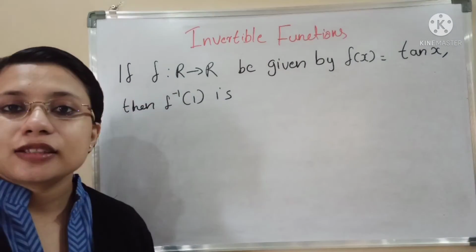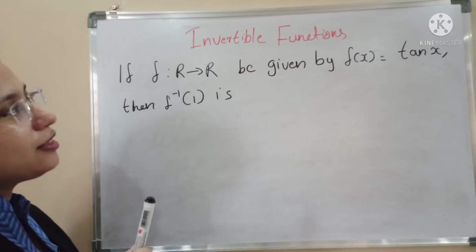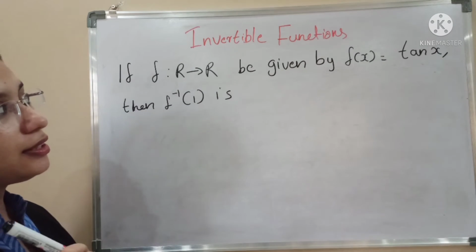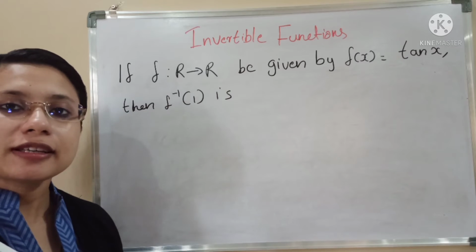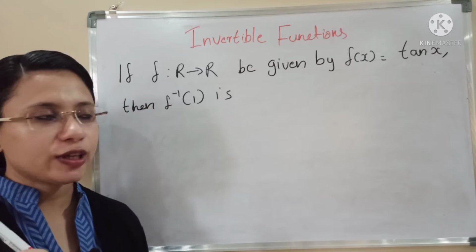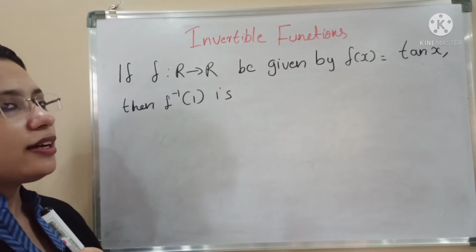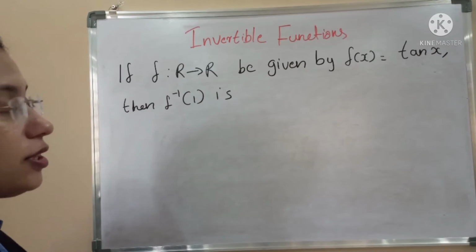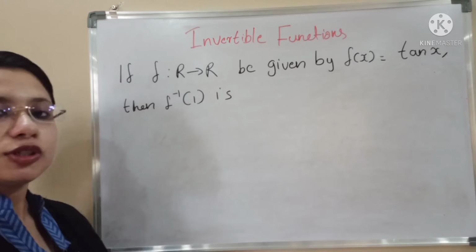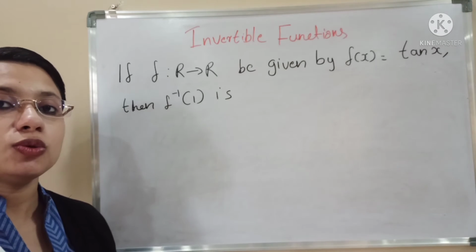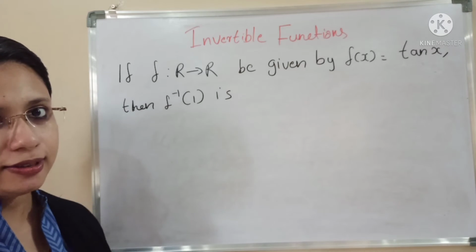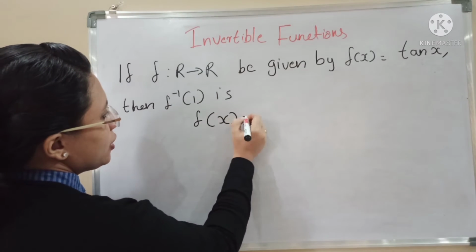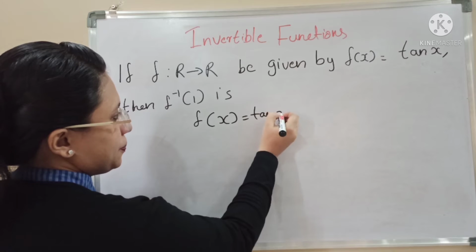Our next question is related to trigonometric functions. Here we have given the function f of x as tan x. We are supposed to find f inverse of 1. First, for finding f inverse of 1, before that we should know what is f inverse, right? Let's find out. So f of x equals tan x, right?